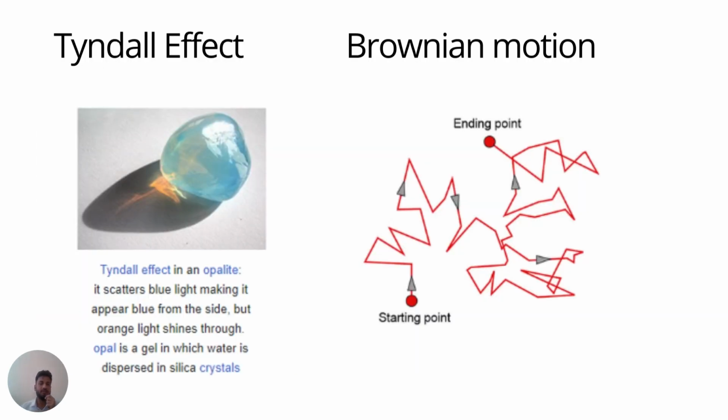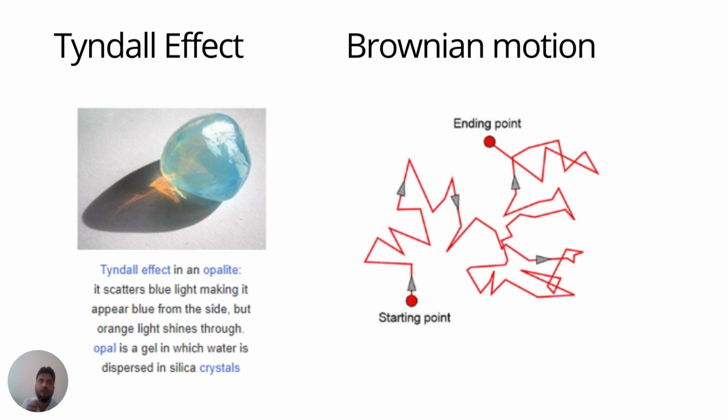Let's go to the next important pointer, which is the Tyndall effect and Brownian movement. Now, the Tyndall effect is when the light gets scattered. When we put light on a colloid, you can see here one opal crystal is taken, and when light is made to fall on this crystal, guys, the colloid particles scatter the light. This scattering of light by the colloid particles is called the Tyndall effect. So remember that.